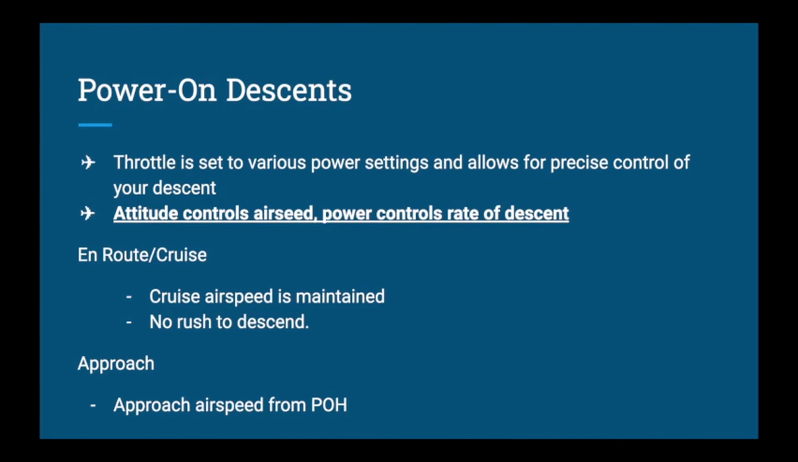Doing an en route or a cruise descent is going to be maintaining your cruise airspeed, and you're just going to do a nice, comfortable, gentle descent. A lot of times, coming into an airport, you'll have your descent planned out. You'll start descending maybe 10 miles back and do a nice, gentle descent all the way into your airport. The other time a power on descent is conducted is during the approach. You're doing a very precise descent down to landing.